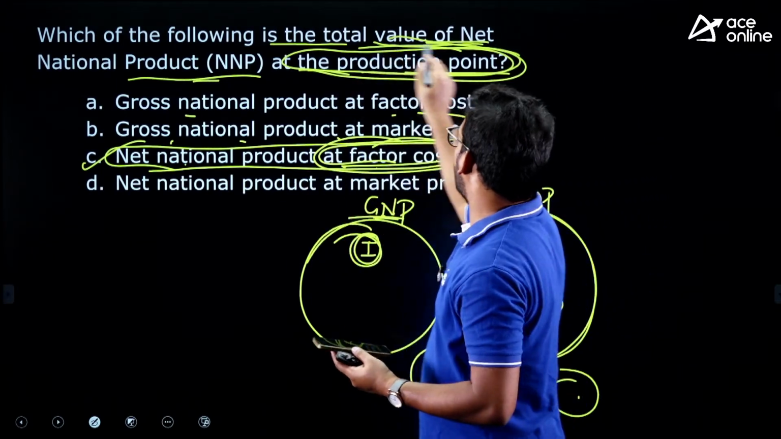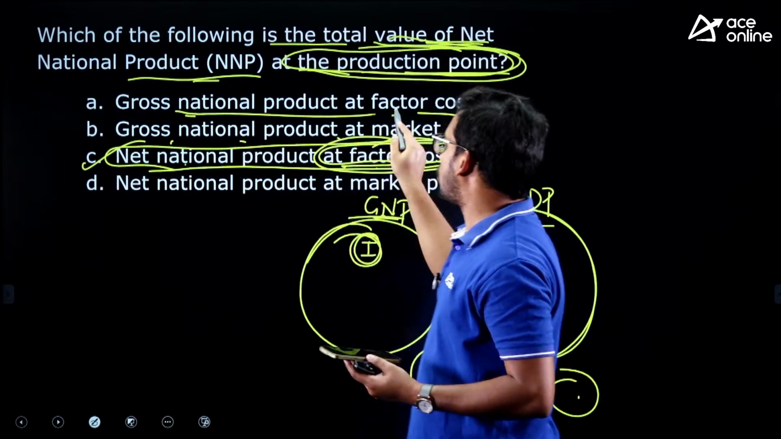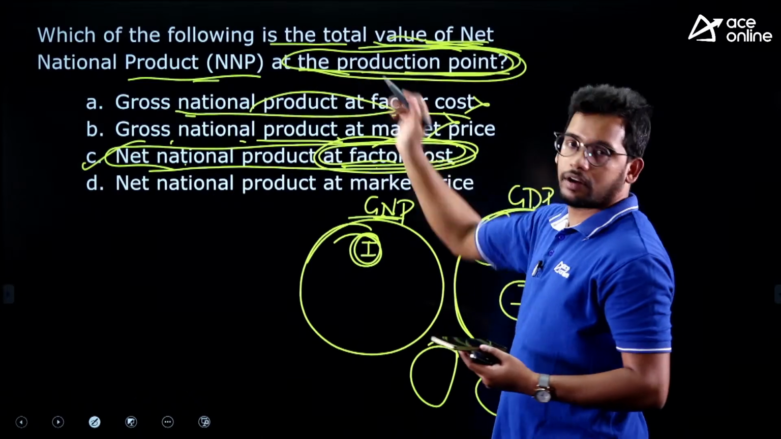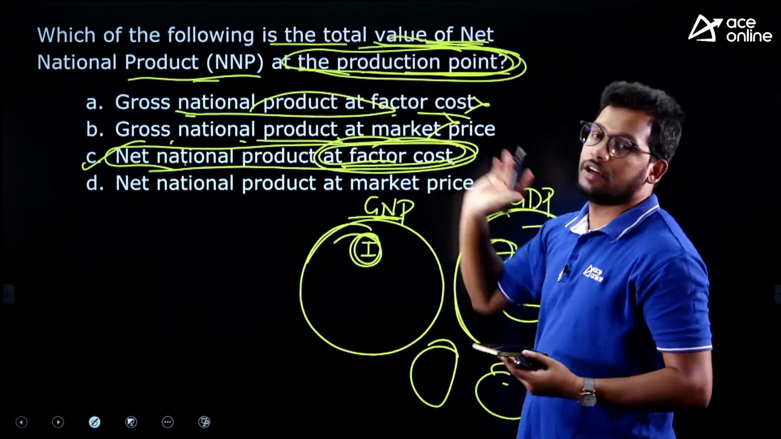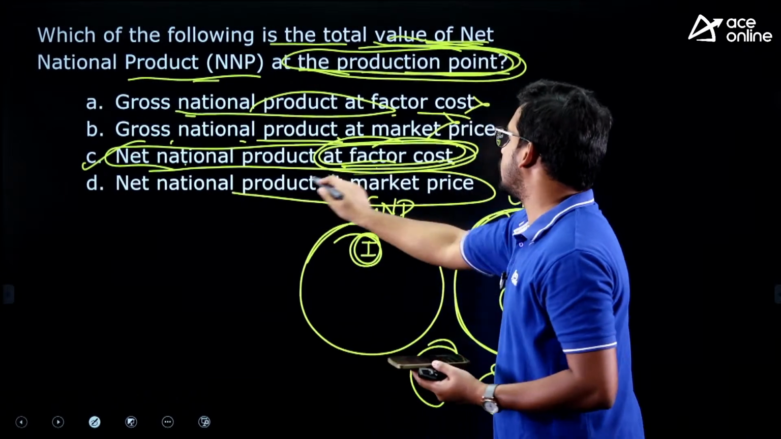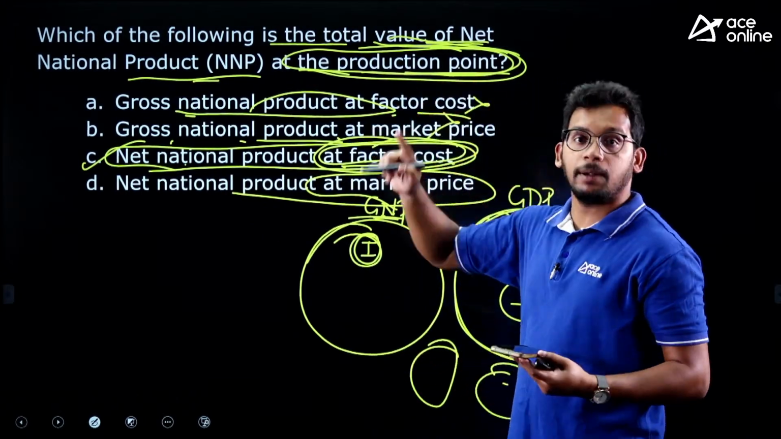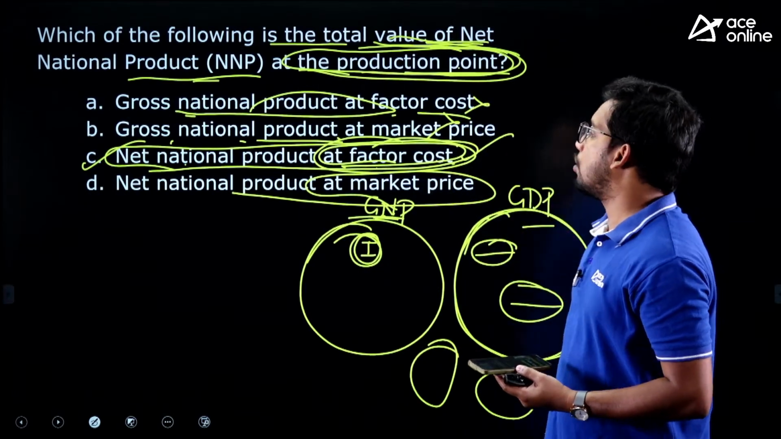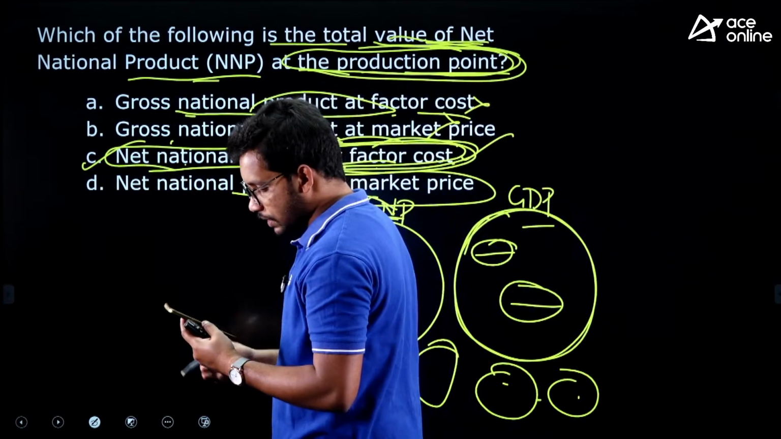Now they are asking about net national product. So gross national product is not relevant at all. They are asking about the national, the value that Indian citizens have produced. It is not at the market price because it is not at the selling level. It is at the production point. That's why factor cost is the correct answer. So the answer is C.